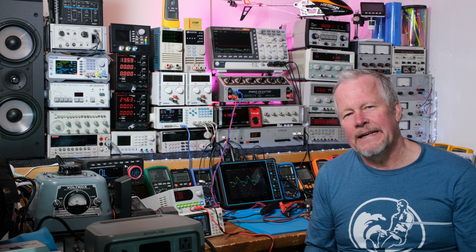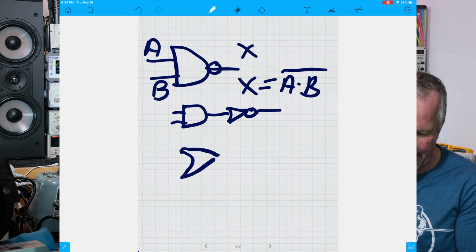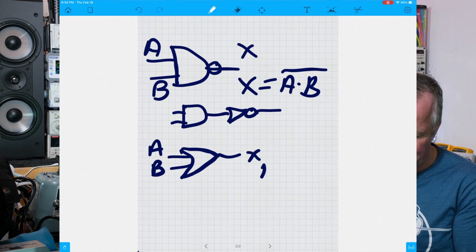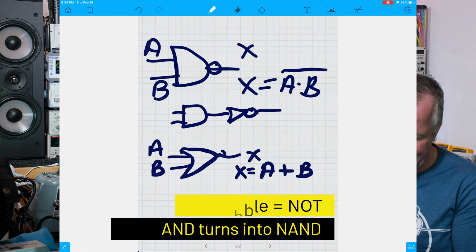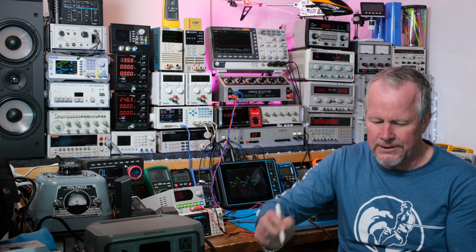Okay, now let's look at the next one, the fifth one. The OR gate. Again, my drawing's not too hot, but I think you get the idea. So X is equal to A or B. But again, I got to put the bubble in there, okay? And then we put a bar across the whole thing.